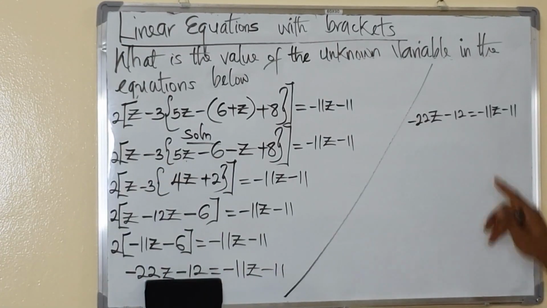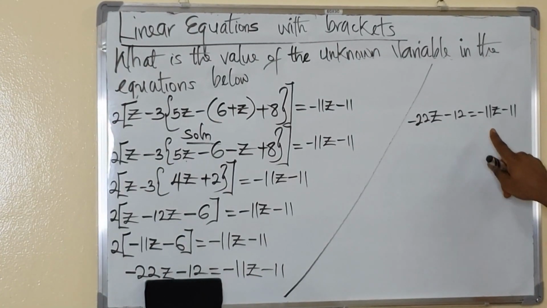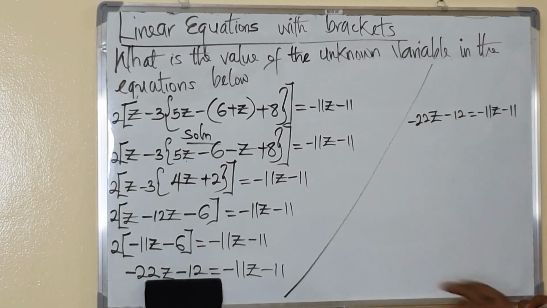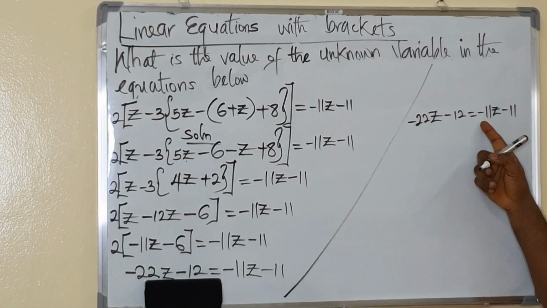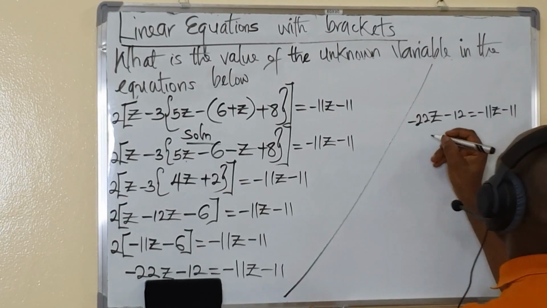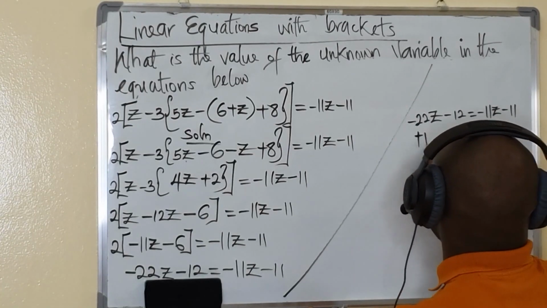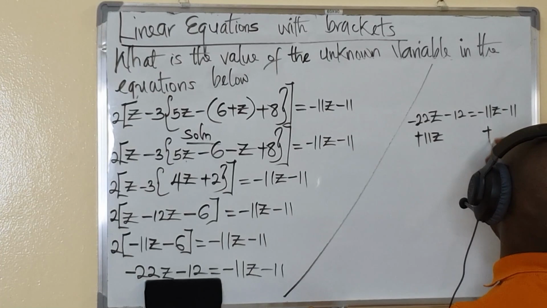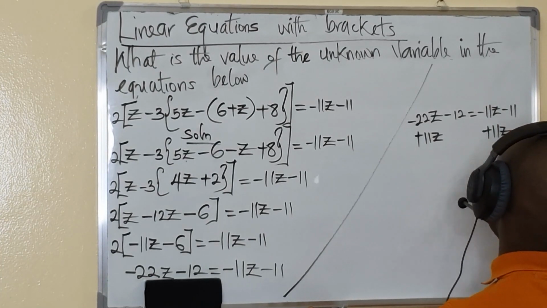The first thing I'm going to do is to transpose the term that has a variable. So I'm going to take away -11z on the right hand side. I'm taking it to the left hand side. And the only way to do that is to add 11z to both sides. So adding 11z to both sides means I'm going to add 11z to the left hand side, and on the right hand side also I'm going to add 11z this way.